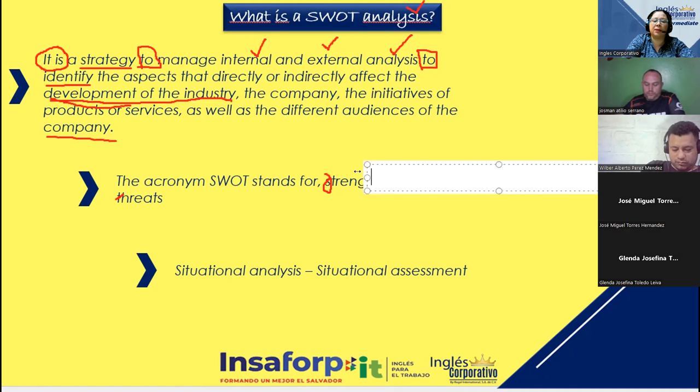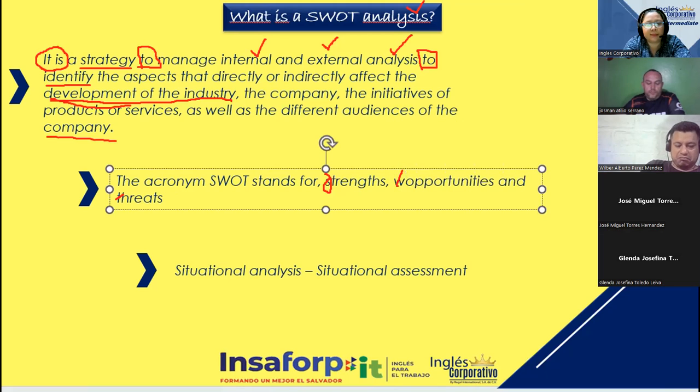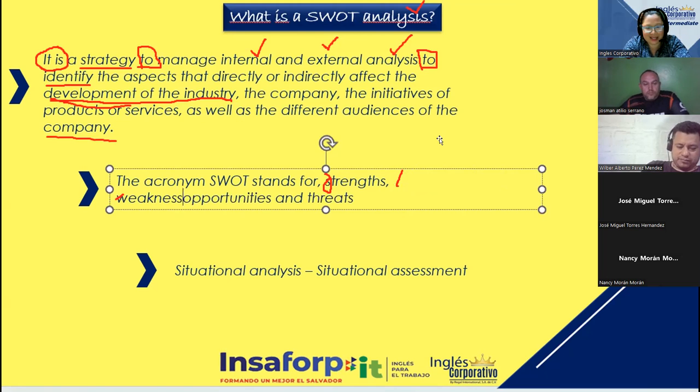We're going to add, can you spell weaknesses for me, please? W E A. Help me, guys. A N. E S. Okay, great. There you go. So S W O T, strengths, weaknesses, opportunities, and threats.